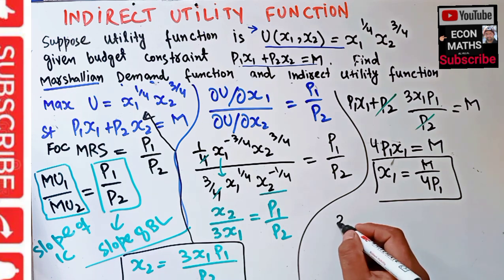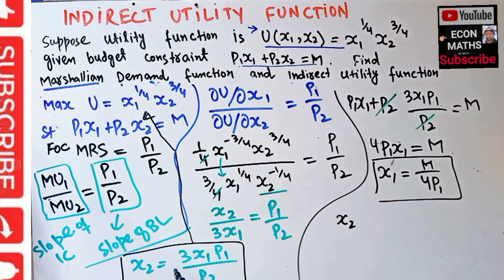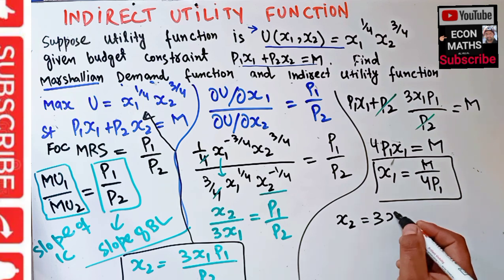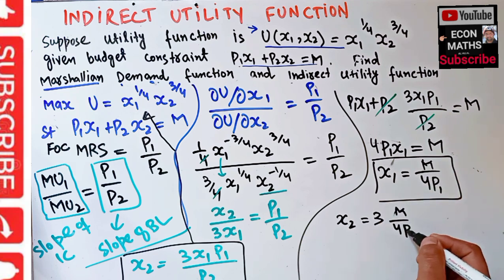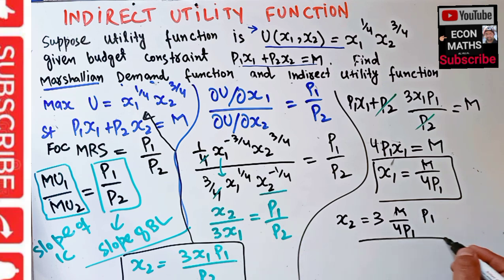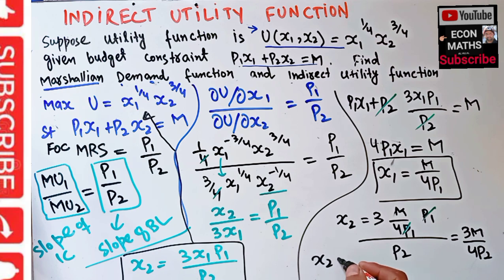Similarly, to find the demand for good x2, simply plug this value into this function. So x2 will be equal to 3 times, in place of x1 we have m upon 4 p1, then we have p1 divided by p2. Here p1 and p1 will get cancelled. We will get 3m upon 4 p2. So the Marshallian demand function for good x2 is 3m upon 4 p2. So these are the Marshallian demand functions.